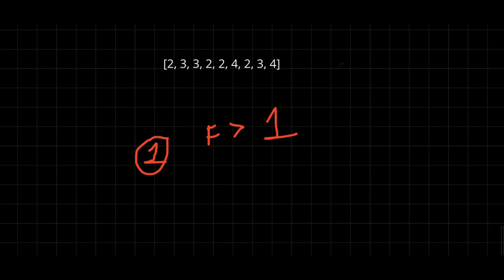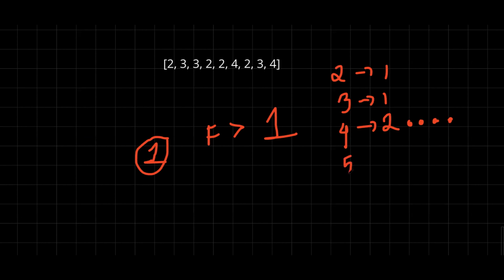Suppose one element has frequency 2. So in one operation, we can remove 2 of the elements. Suppose one has frequency 3. Here, one operation is needed to remove all of these 3 elements. Suppose another element has frequency 4. In this case, we need only 2 operations. In the first operation, we can remove the first 2. In the second operation, we can remove the second two elements.